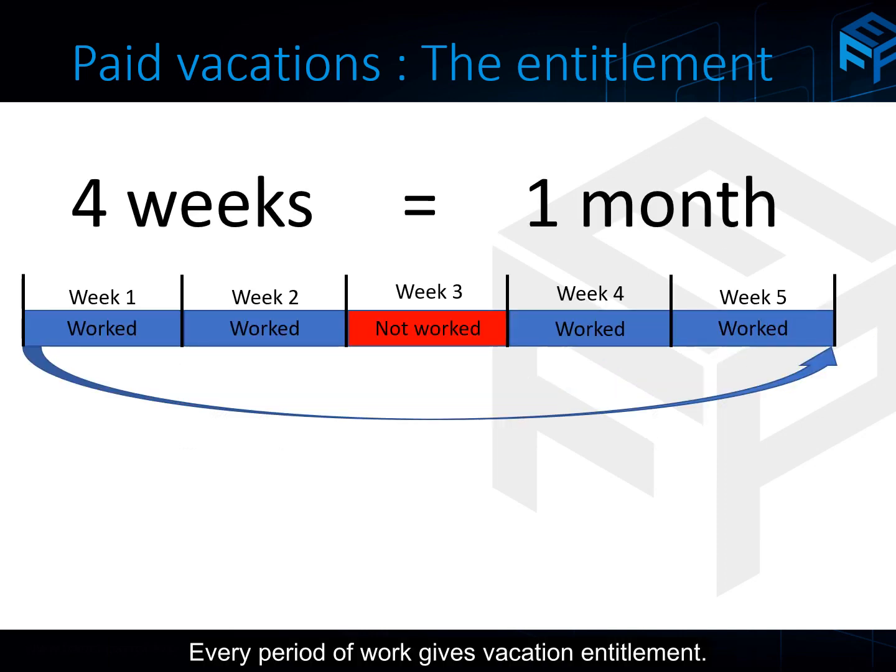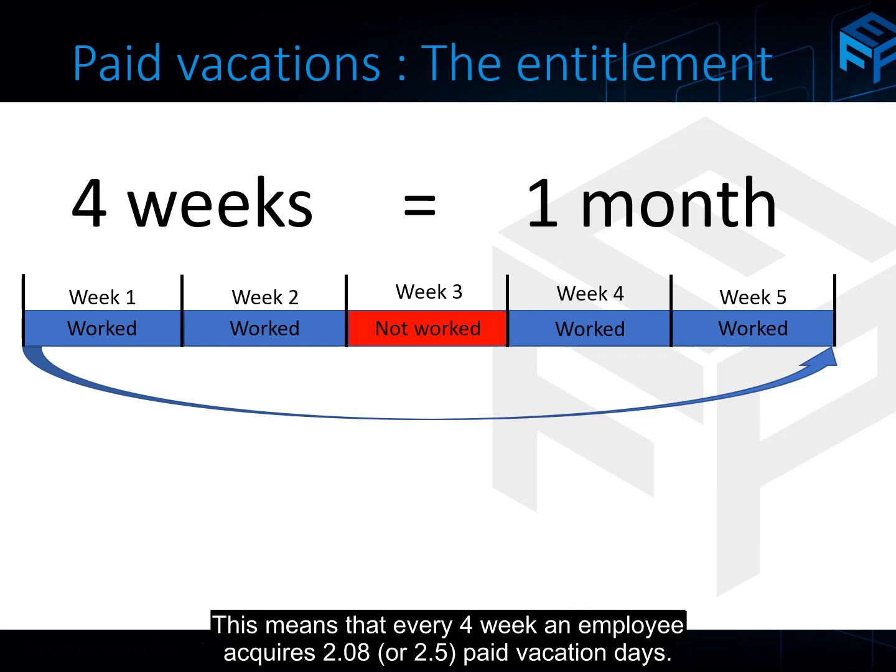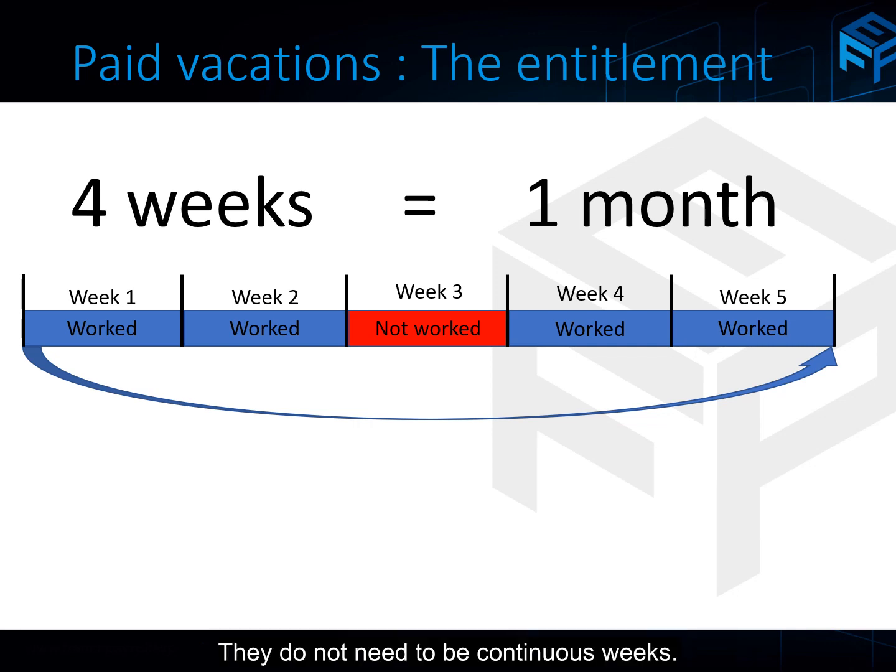Every period of work gives vacation entitlement. 4 weeks of actual work is worth 1 month of entitlement. This means that every 4 weeks an employee acquires 2.08 or 2.5 paid vacation days. They do not need to be continuous weeks.